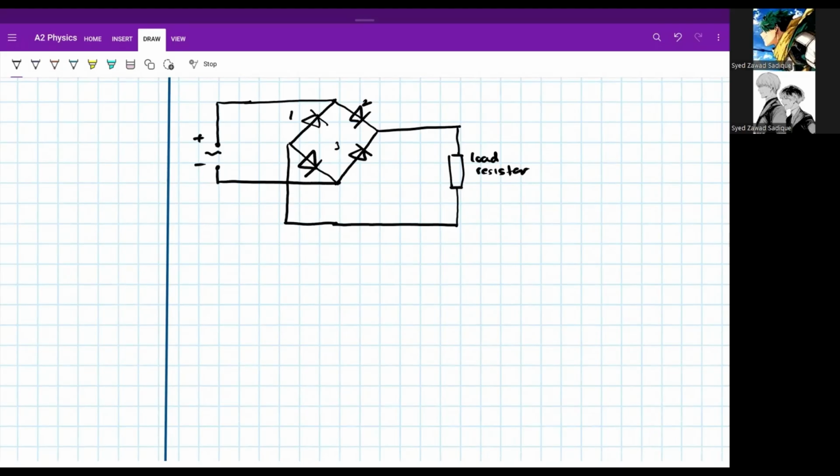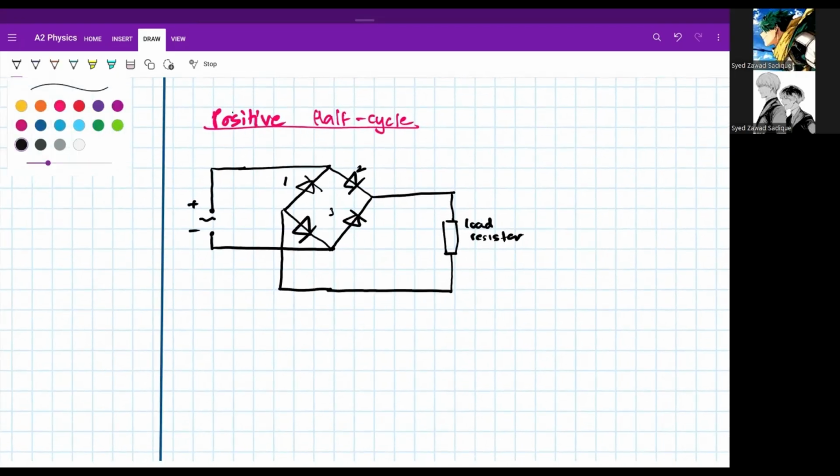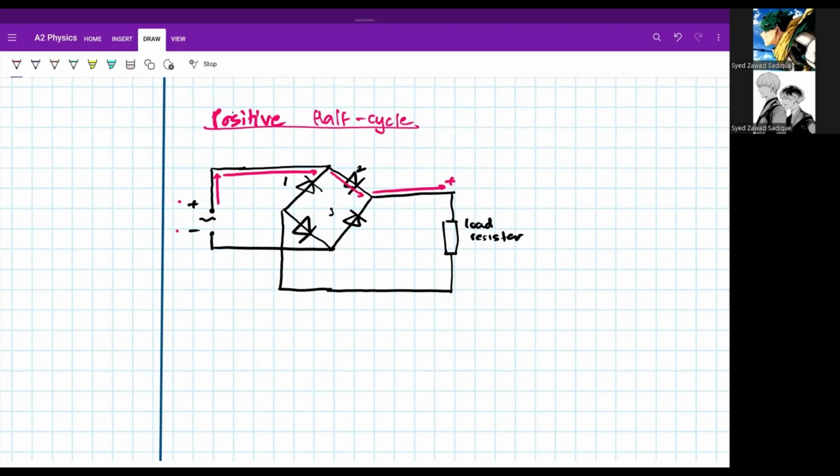Now let me explain how the bridge rectifier works. Since this is an alternating power supply, in one instance, plus is on top, and in another instance, the plus is on the bottom. So when the plus is on top, this will be the movement. Current will move from this side to this side to this side. Therefore, this is the positive terminal.